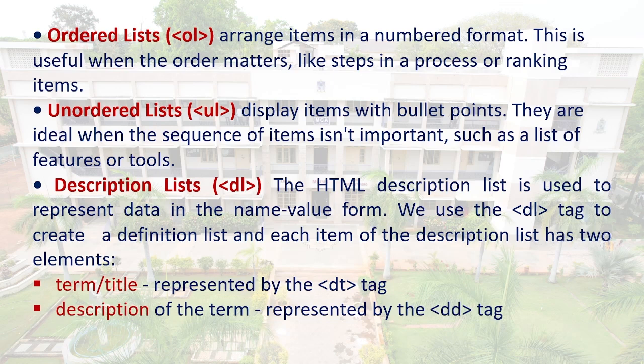Ordered list. An ordered list is generally noted with the help of the tag OL. O stands for ordered and L stands for list. So this ordered list is also known as OL. It will be marked with the help of the OL tag. These lists display items in a numbered format, making them ideal for ranking items or outlining steps in a process.